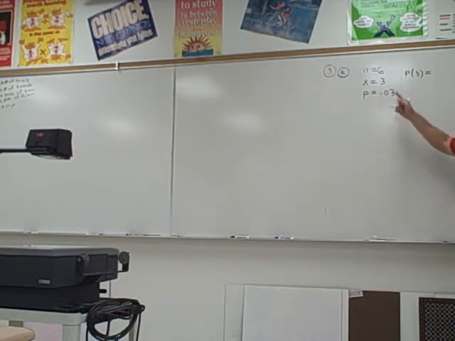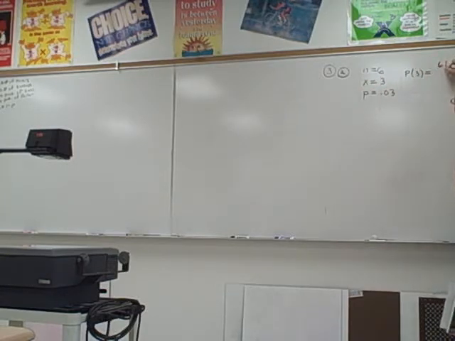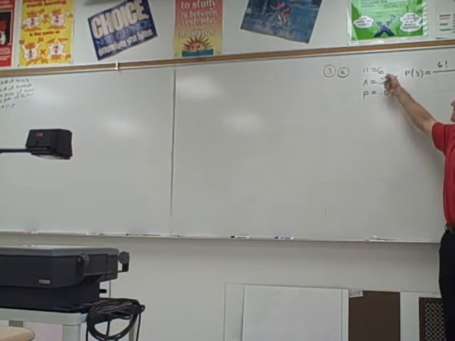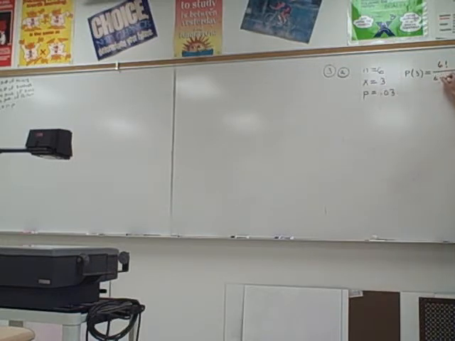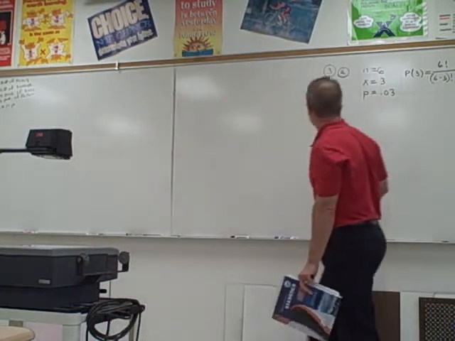So what I need to do first is take 6 factorial, n factorial. On the bottom I need to do n minus x, 6 minus 3 factorial, over 3 factorial. And then I do 0.03, that's my p-value, to the, see the formula over here, to the x power, so to the 3rd power.